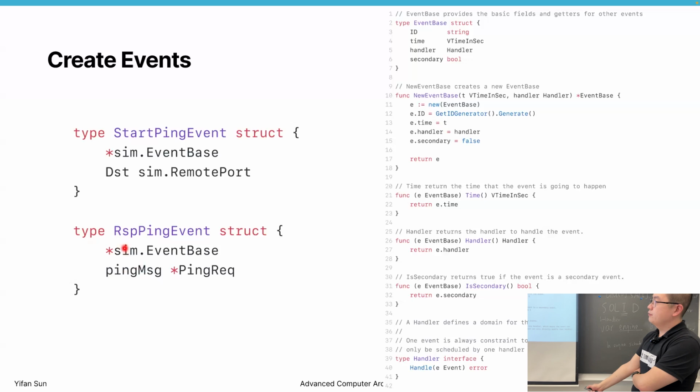You may not know what event base is. Event base is basically a struct. This is embedding. It's a little bit similar to inheritance in Java. If we embed this event base, we automatically have the methods. Other than new, we have time, handler, is secondary, these things. So we're basically just trying to avoid you writing too much boilerplate code so that you have these getters ready.